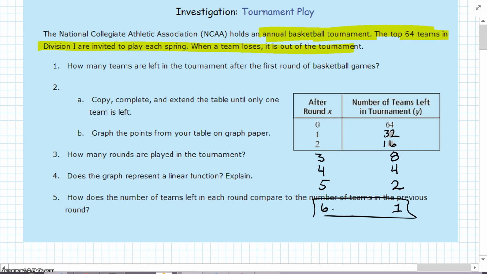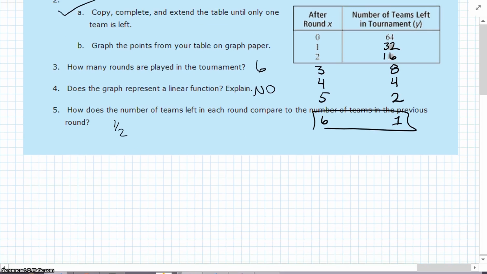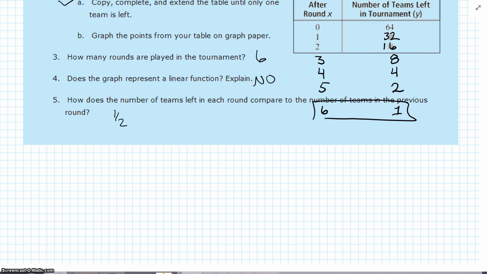So let's look at the questions. Copy, complete, and extend the table until only one team is left. We did that. Graph the points on your graph paper. We'll do that in just a second. How many rounds are played in this tournament? 6. Does the graph represent a linear function? No. It's an exponential function. How does the number of teams left in each round compare to the number of teams in the previous round? It drops by half. So let's graph this like it asked us to.